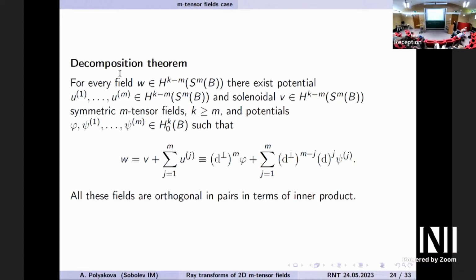The condition on W, W isn't necessarily zero at the boundary? No. It is not needed for this decomposition, for the properties of ray transforms, but we can consider things with boundary conditions. For numerical experiments, as usual, field is equal to zero on the boundary, but here it is not required. It is needed only this condition for potential.